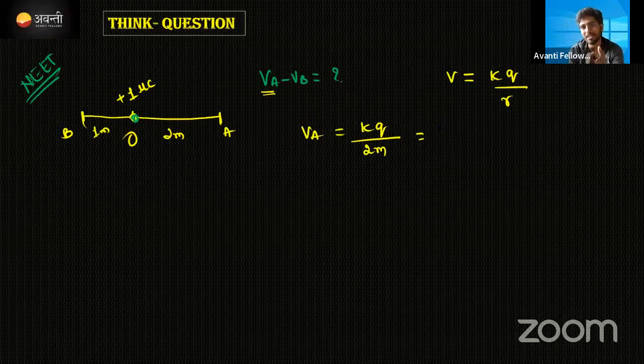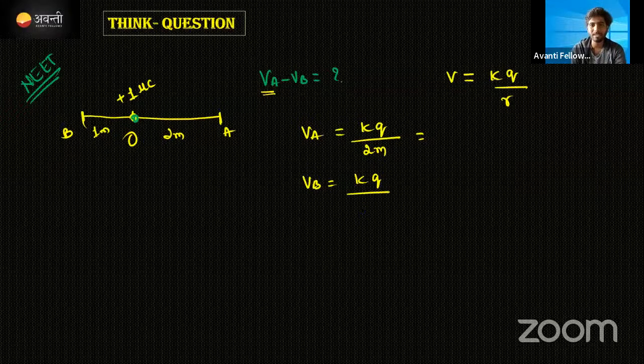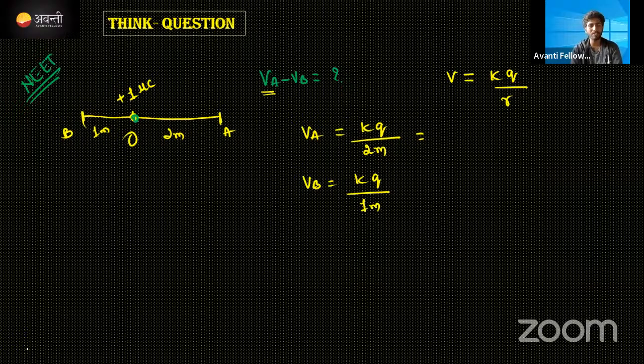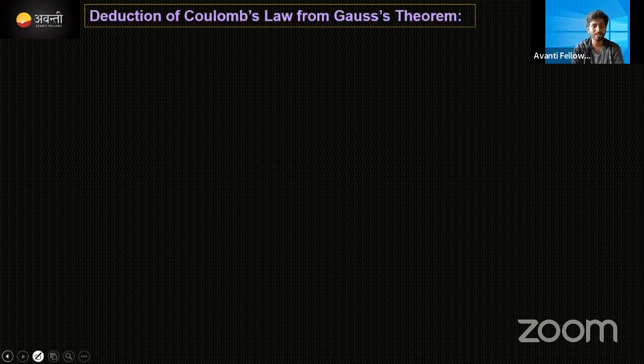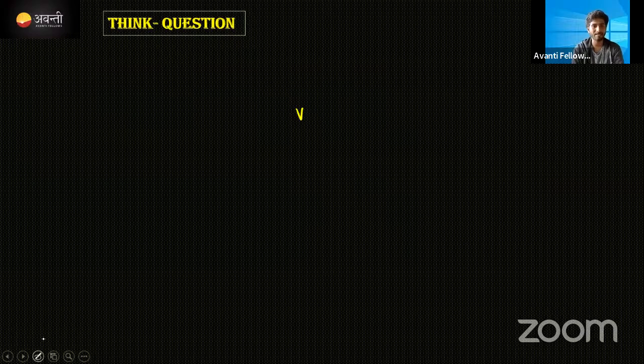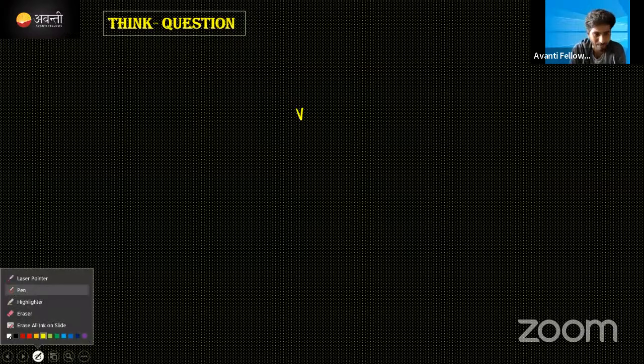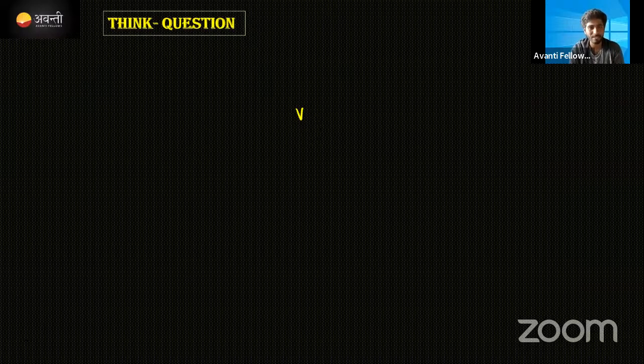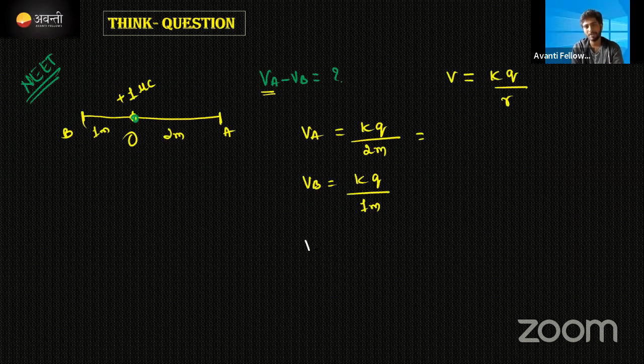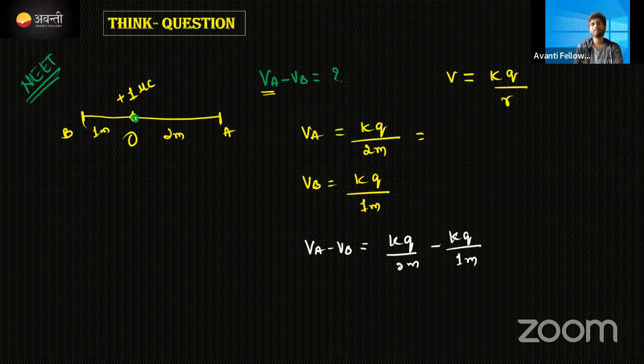What is the K value? Or else first try to write this down. Similarly VB is KQ divided by R, where R is 1 meter. Now we need to write VA minus VB. Correct? We'll check this. VA minus VB is equal to KQ divided by 2 meters, minus KQ divided by 1 meter.